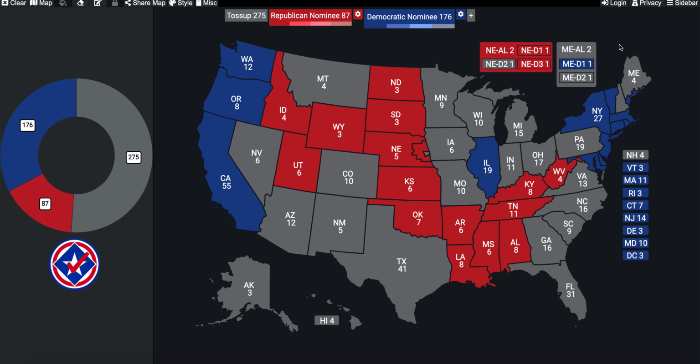So looking at this map, we have our initial ratings based off the states that are probably going to be considered safe. Now, we could see some states such as New Jersey and Delaware and Connecticut return to being 13, 14-point victories for the Democratic Party.